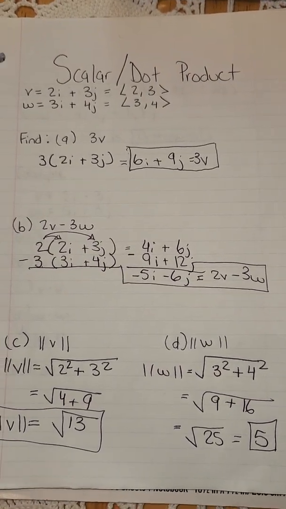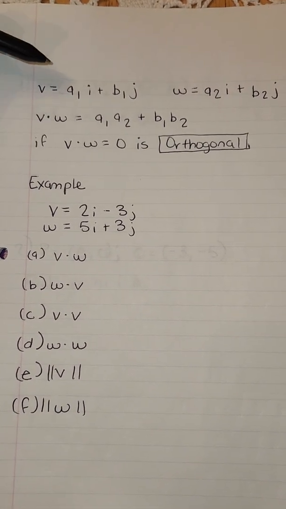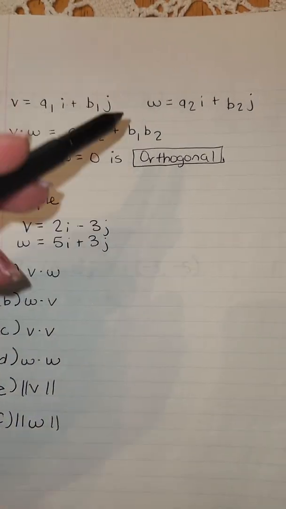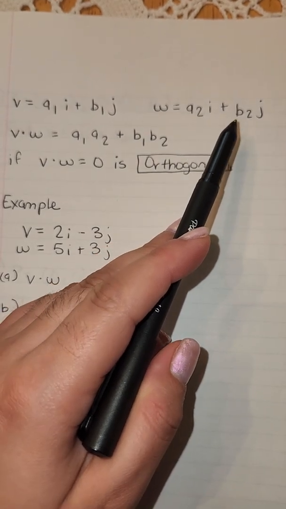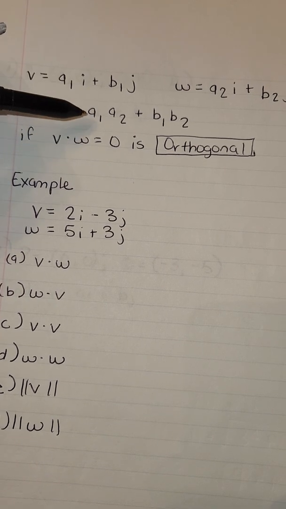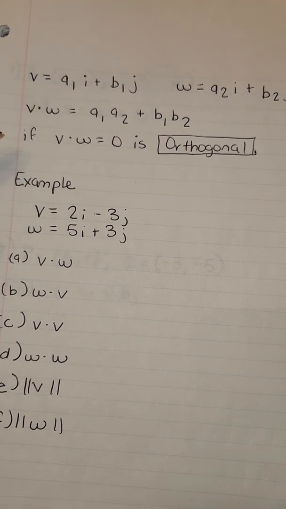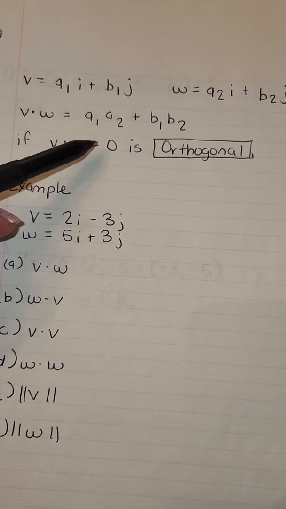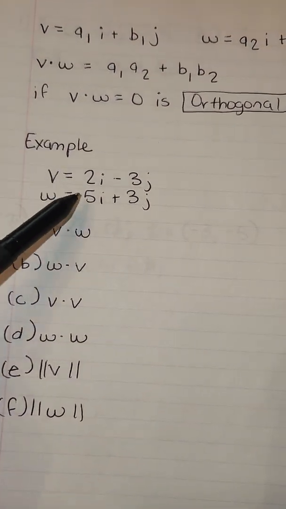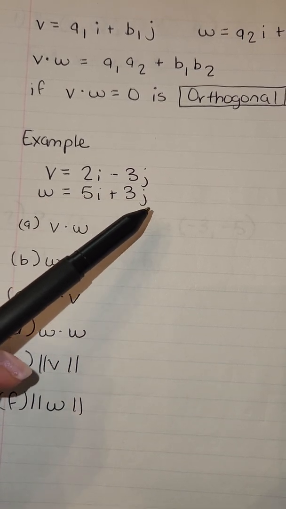Now let's move on to a different problem. Here I have the definition of V is equal to A1i plus B1j. W is equal to A2i plus B2j. Now, the definition of V dot W will be A1 times A2 plus B1 times B2. Now, if V dot W is equal to 0, it's considered orthogonal. Example, V equals 2i minus 3j. W is equal to 5i plus 3j.